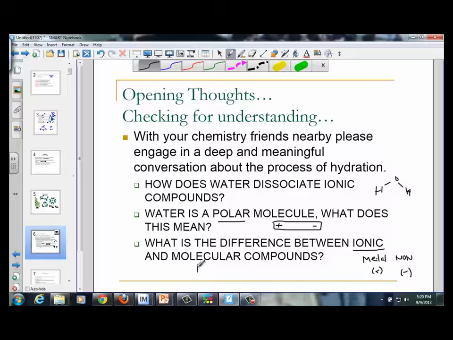Molecular compounds, on the other hand, are when all nonmetals group together by something called a covalent bond. There are no such things as charges in molecular compounds. Ionic compounds, they're built of charges. These are commonly called salts. Molecular compounds are made of nonmetals all grouped together by covalent bonds. They are non-electrolytes.